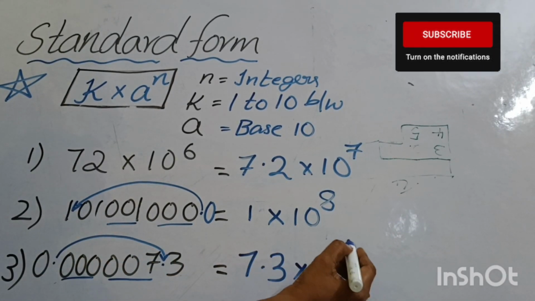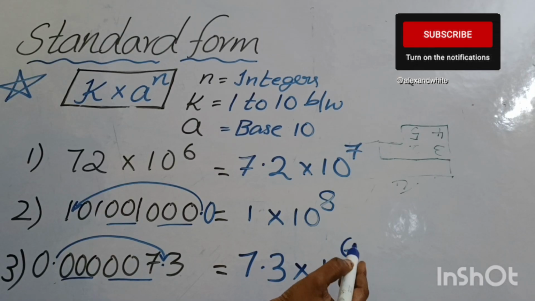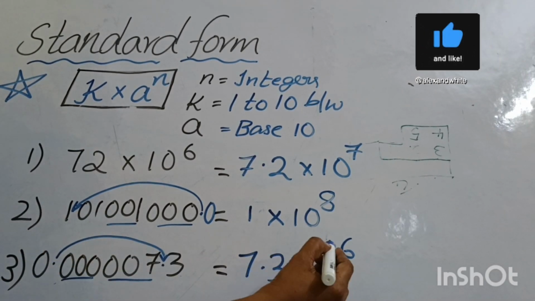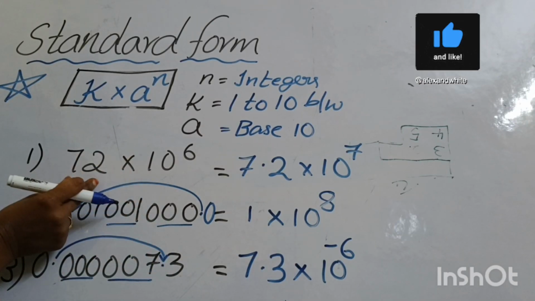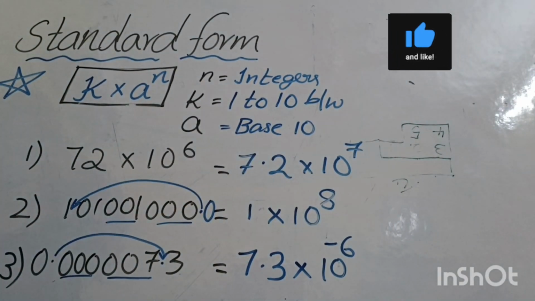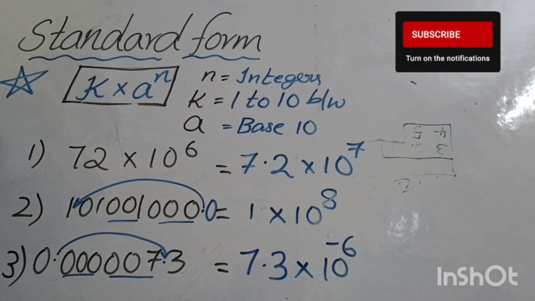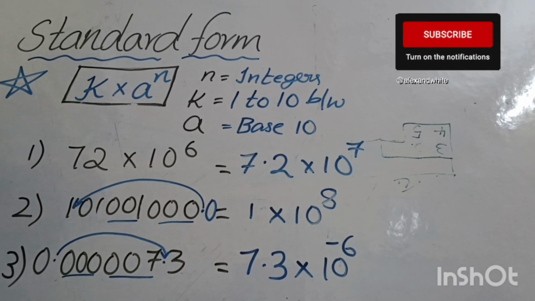So that 6, how to write it, children? Is it positive or negative? I told you in the decimal case it should be negative. In the normal whole number case it should be positive. Clear? So this is the way we need to express the standard form, children.